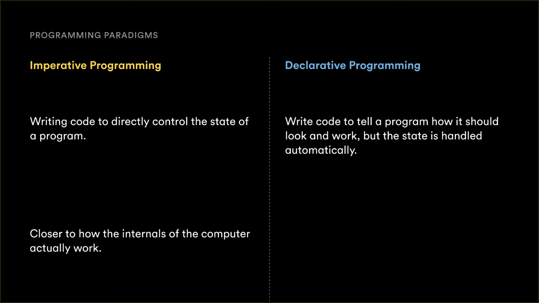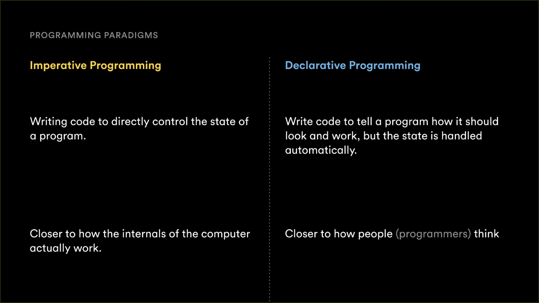Imperative programming forces programmers to think in a way that is closer to how a computer thinks. Declarative programming is closer to how people think. So it tries to get rid of complexity by matching the way that people think.